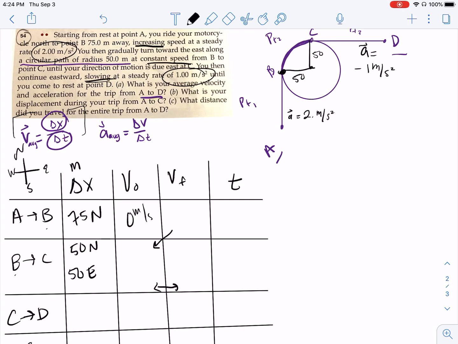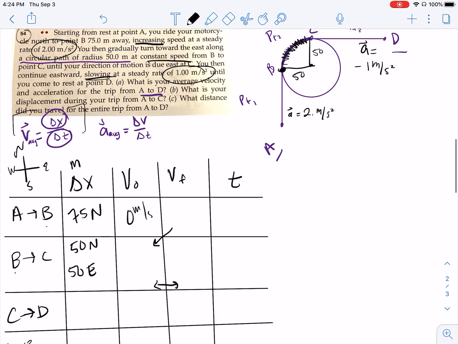When we actually start solving, we're going to need to take into consideration the actual path that they took. But once again, when we're trying to find the total change, we know that we just went 50 north and 50 to the east due to that being the radius. Once again, we weren't given the time.